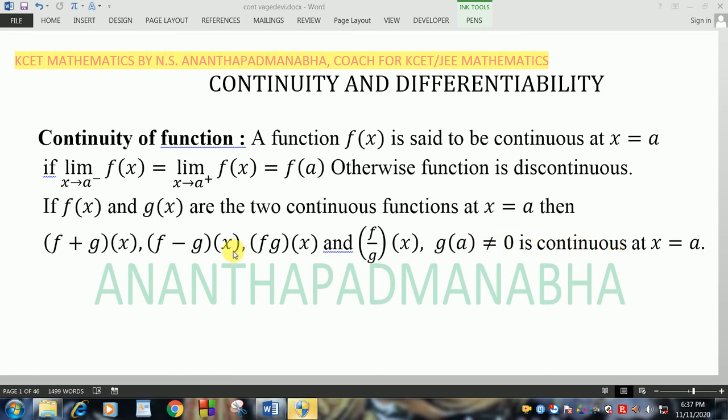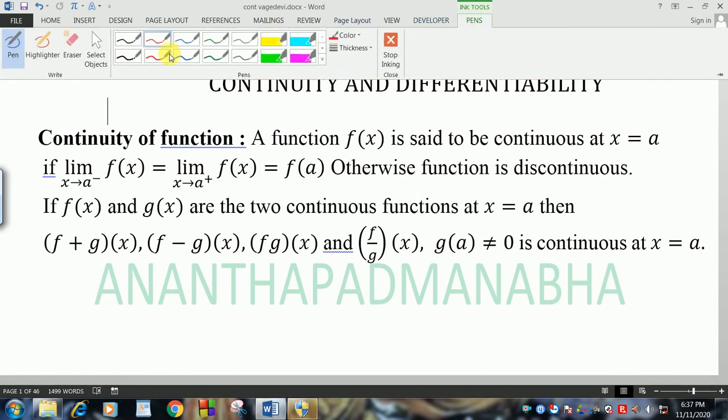That is, the summary is, if the left hand limit is equal to the right hand limit is equal to the value of the function at that particular point, then we say that the function is continuous at x = a. This is the first definition. And then the sum, difference, product or quotient of two continuous functions is again continuous.